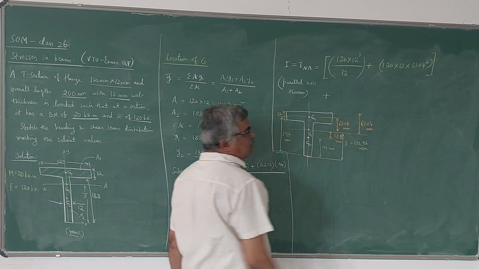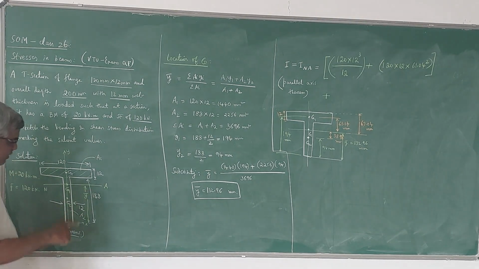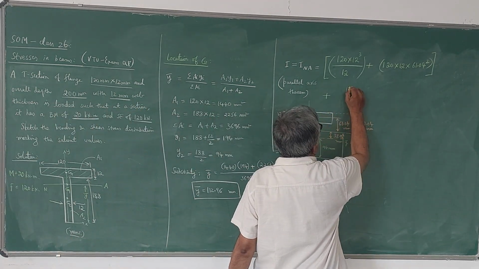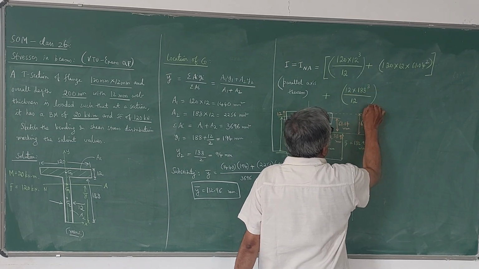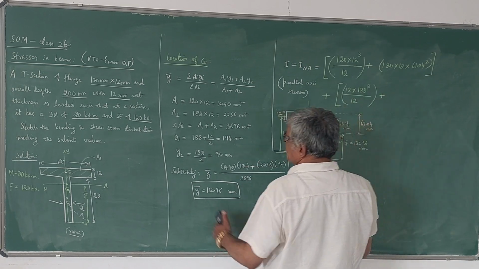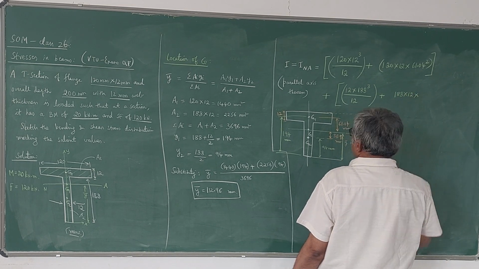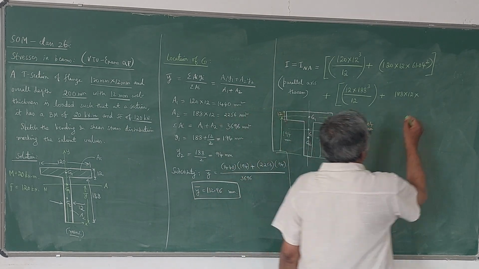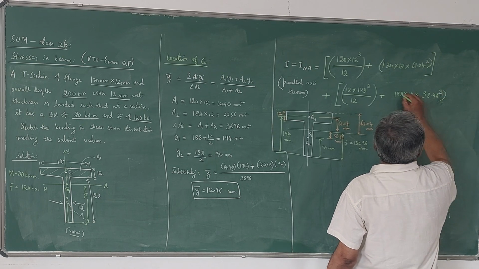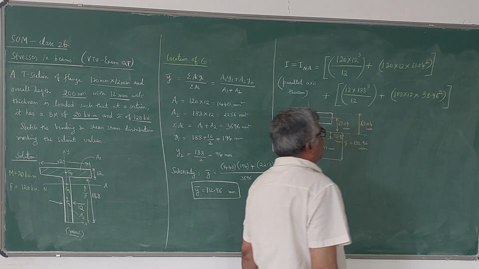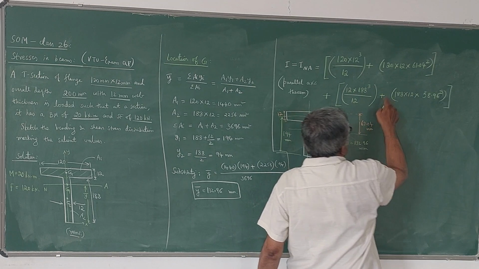Plus, I have to add the moment of inertia of the web portion now. Same procedure is used. BD cube by 12 for the web, B is 12, D becomes 188, so 12 into 188 cube by 12, plus area of web portion, that is 12 into 188, into the distance between G and G2, 38.96 square of that. Yes, if you add these two, you are going to get the I_NA value. The first part is for the flange portion, the second part is for the web portion.